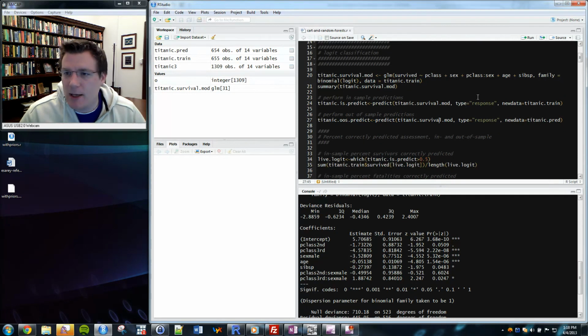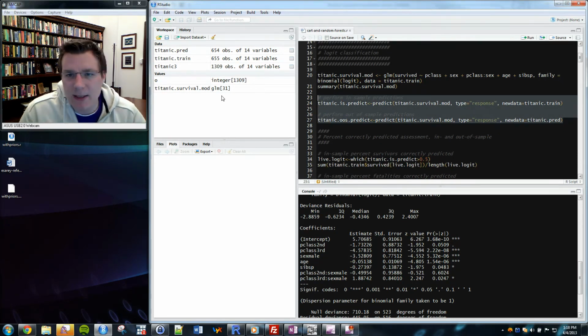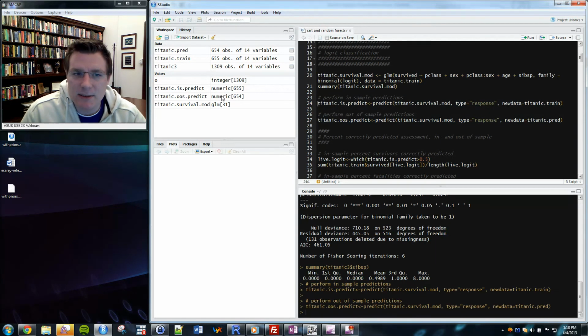In order to compute the percent correctly predicted, all we need to do is just use the predict command in R to generate predictions out of our GLM model. We want responses, which are probabilities, and I do in-sample predictions on the training data that I use to fit the model, and I use the prediction data set to do out-of-sample predictions on data that I didn't use to fit the model.